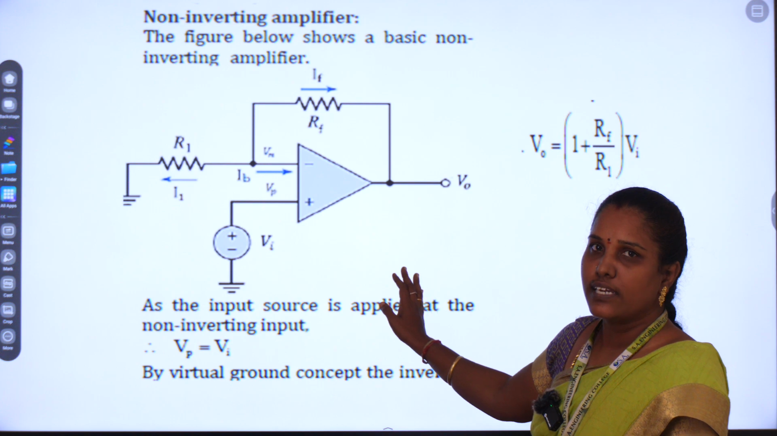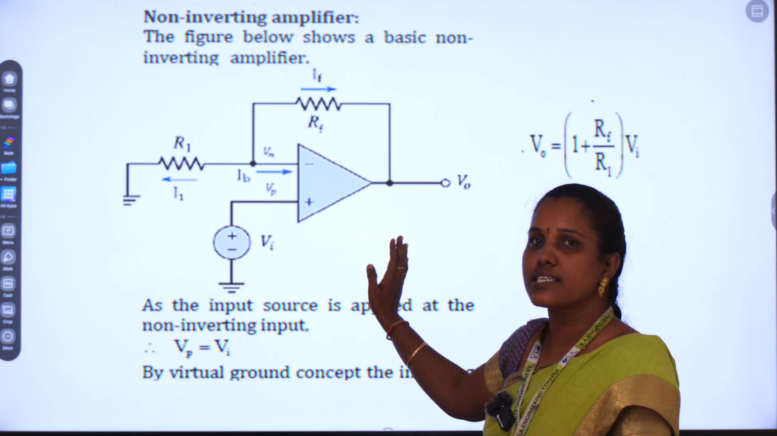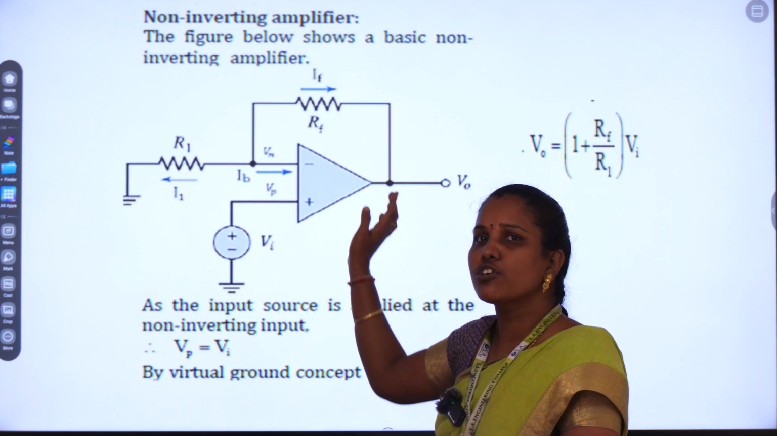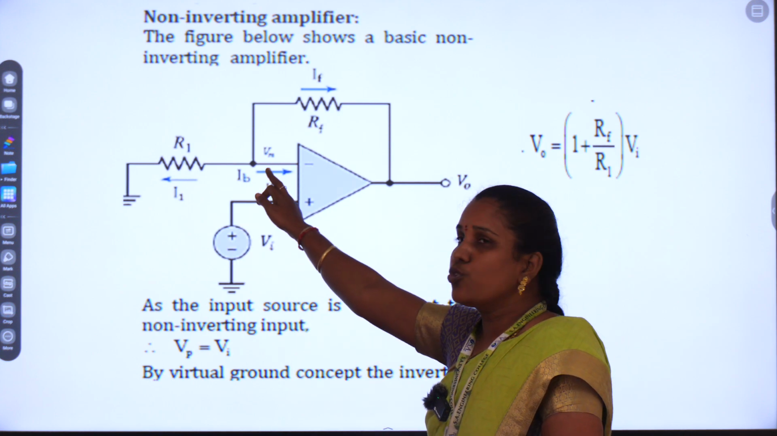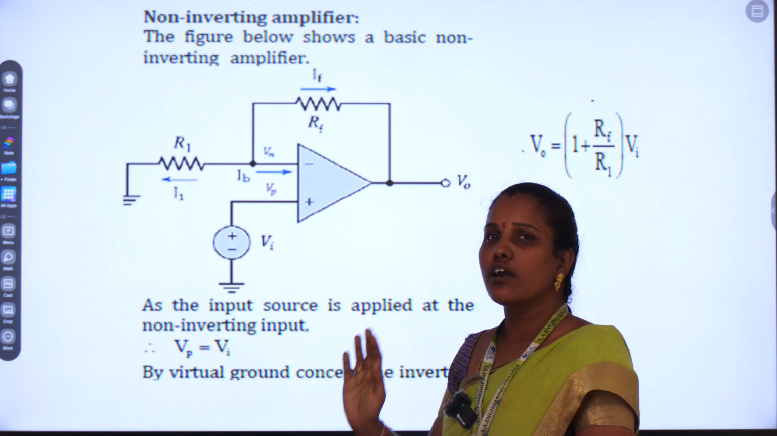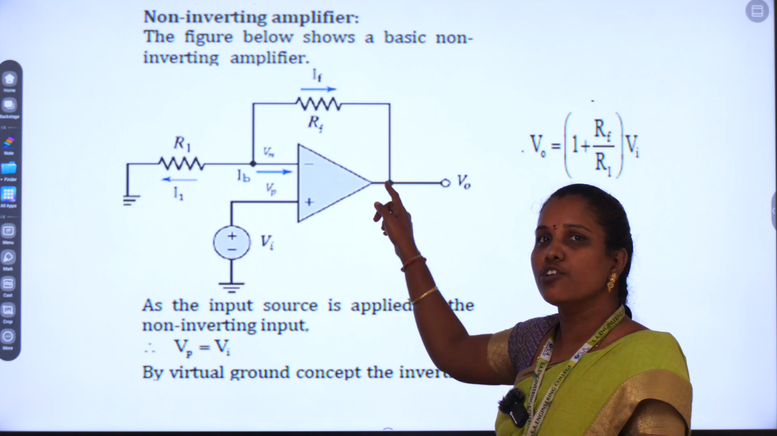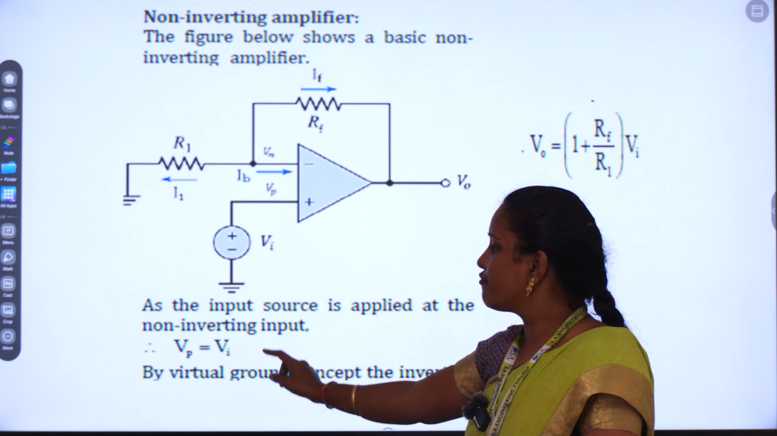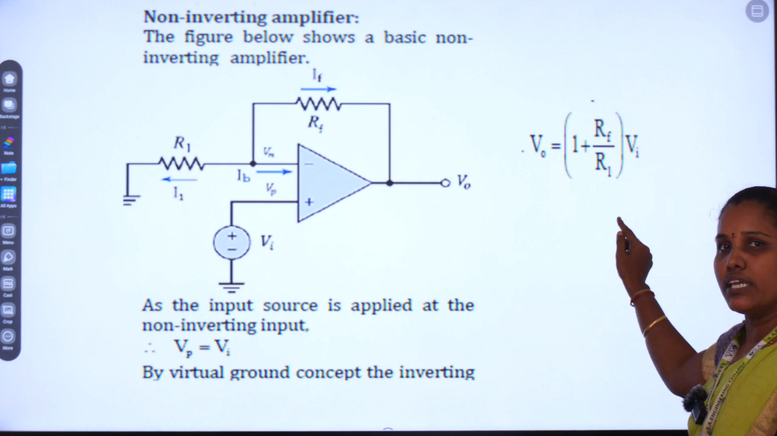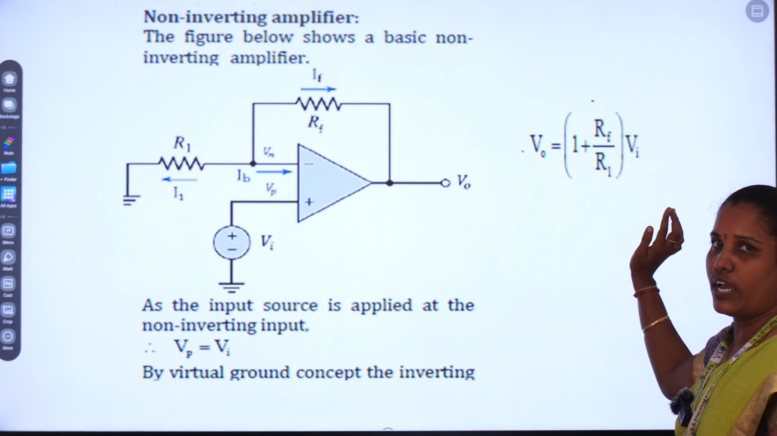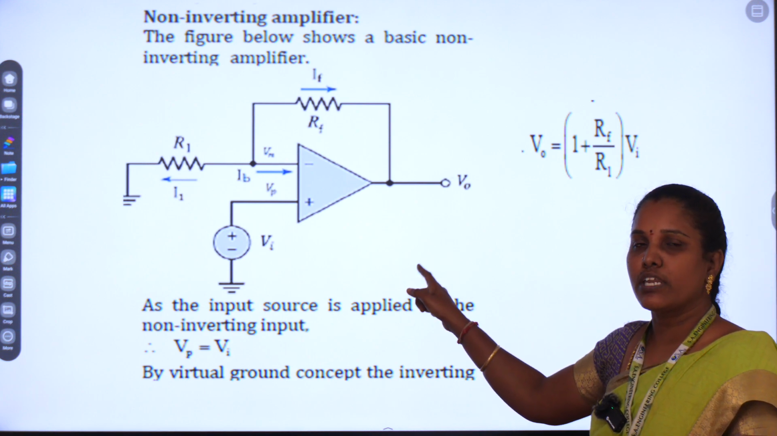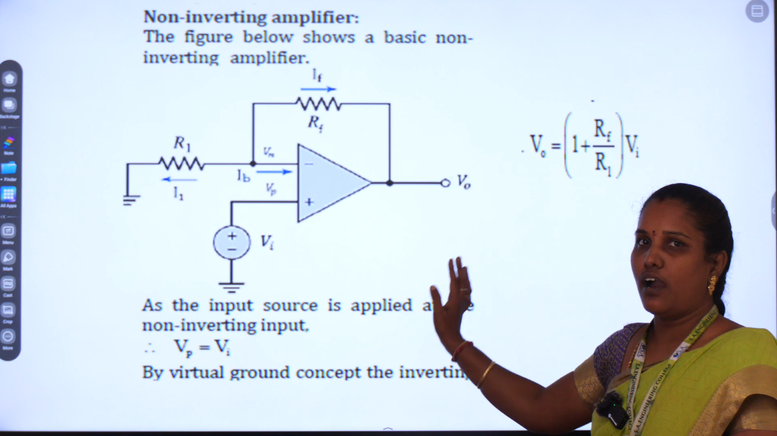In this case, we again consider the ideal operational amplifier. The current flowing to the input and the feedback are the same. Then the voltage at the node point Vn, that is, the inverting and non-inverting terminals, is considered to be the same, and then you can do the derivation. We get the final output V0 equal to 1 plus RF by R1 times VI. Therefore the gain of the non-inverting amplifier is 1 plus RF by R1.